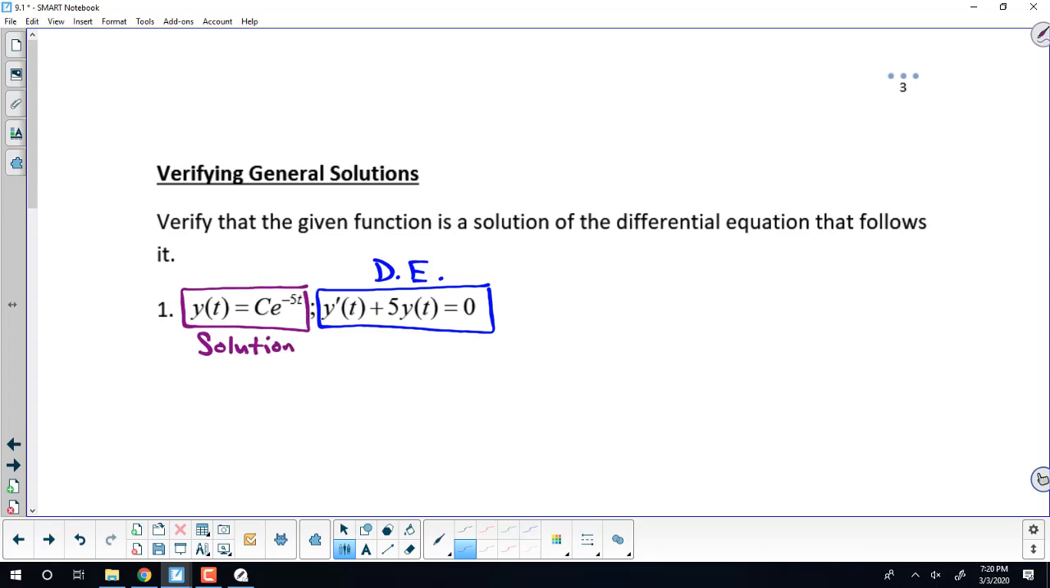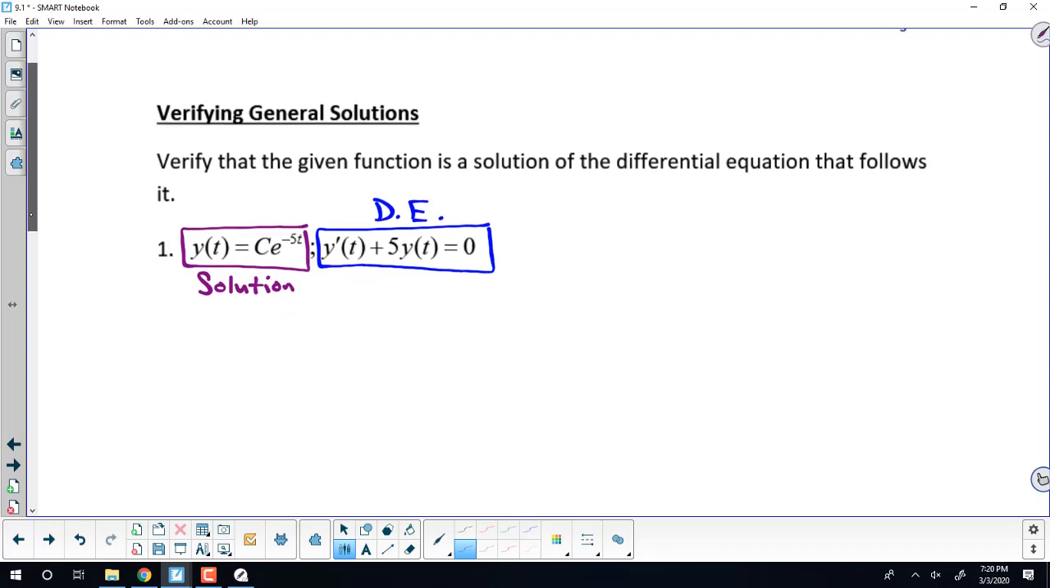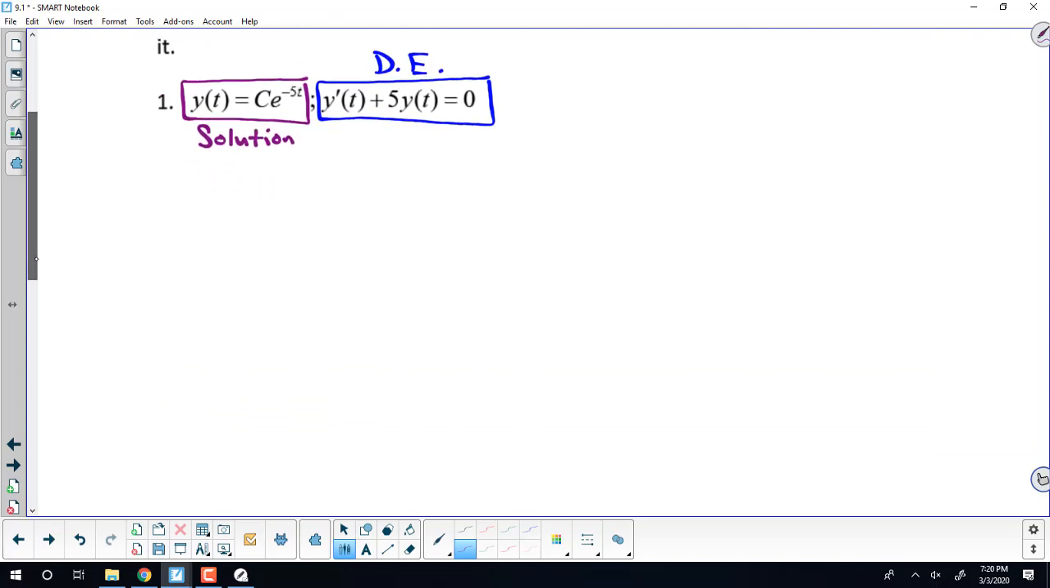Just like in an algebraic procedure, if you have an equation and someone says that this thing is a solution, you just plug your solution into the equation. Is it a true statement? Yes. Then it's a solution. Is it a false statement? Then it's not a solution. Okay. So we've got to verify that the derivative of our function plus 5 times our function is equal to 0. So what we're trying to verify is that this y of t is a solution to that differential equation.